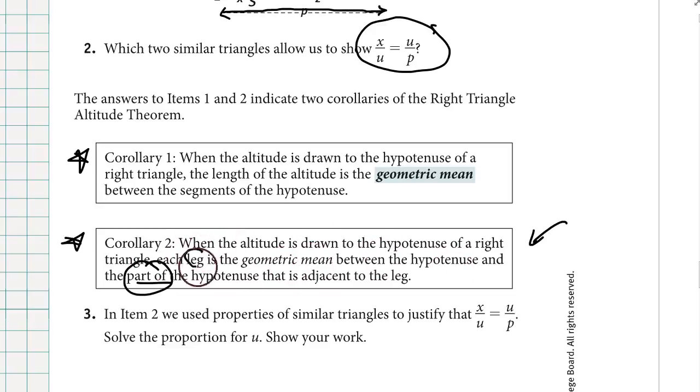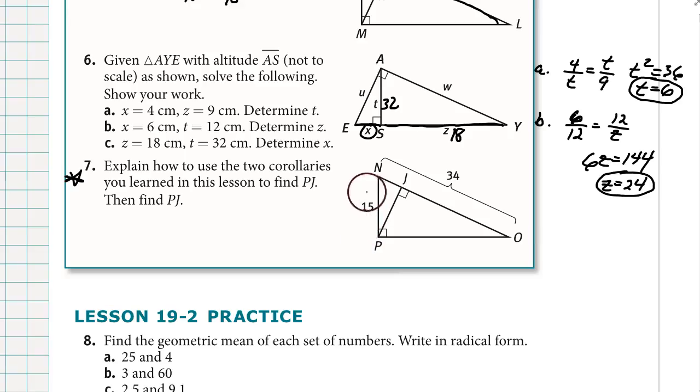Do we have a number on a leg? Yes, we do. Do we have the number on the hypotenuse? Yes, we do. The leg is the geometric mean between the hypotenuse and the part of the hypotenuse adjacent to the leg. Let's use that corollary. The leg, the 15, is the geometric mean between the hypotenuse and the part of the hypotenuse adjacent to that leg. So that small part of the hypotenuse is what we're talking about. We don't know what that is. Right now it's just called NJ. We do know the hypotenuse, 34.